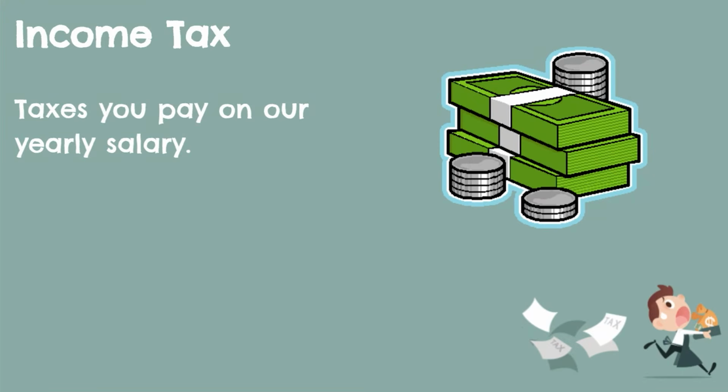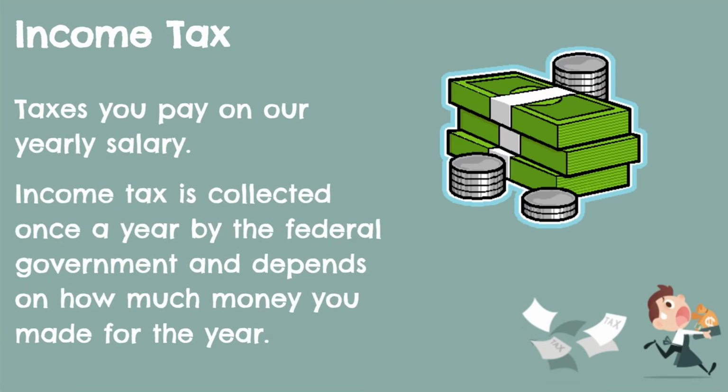Next is income tax. Income tax is taxes you pay on your yearly salary. Income tax is collected once a year by the federal government and depends on how much money you made for the year. Federal government means like the United States of America if you're in the United States. So it is the entire government.